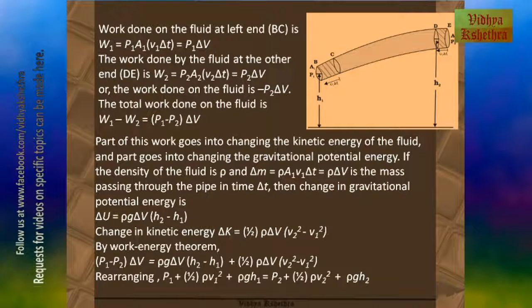Now rearranging, we get P1 plus half rho V1 square plus rho g h1 is equal to P2 plus half rho V2 square plus rho g h2. This is the relation between 2 points on the pipe. So we can say that P plus half rho V square plus rho g h is equal to a constant.